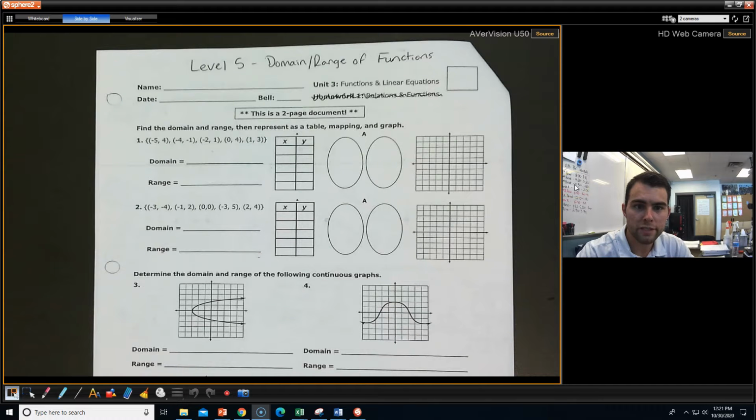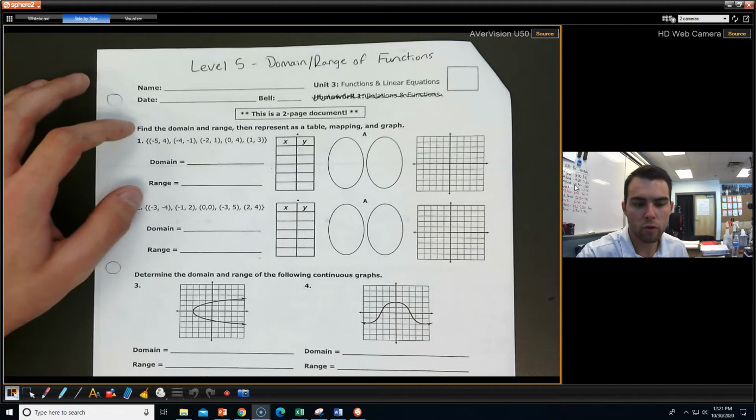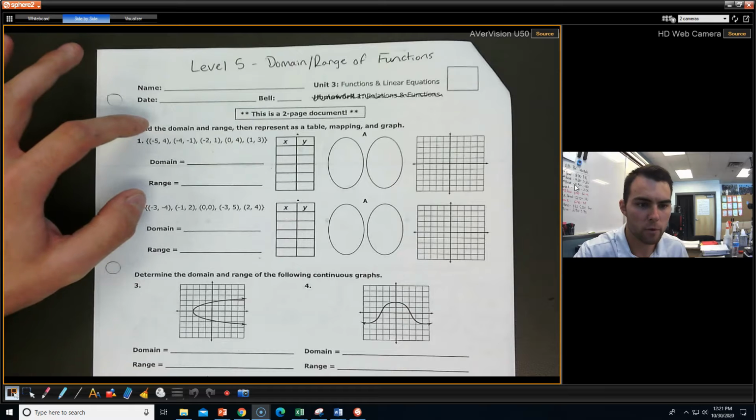Back to Algebra 1. This is our final level for Unit 3, which is domain and range of functions. We've talked about domain and range a little bit. We know that domain is another name for the x values, and range is another term for the y values. So for number 1, this is going to be a little bit of a warm-up. We're going to skip number 2, but we are going to pay attention to number 1 for right now.